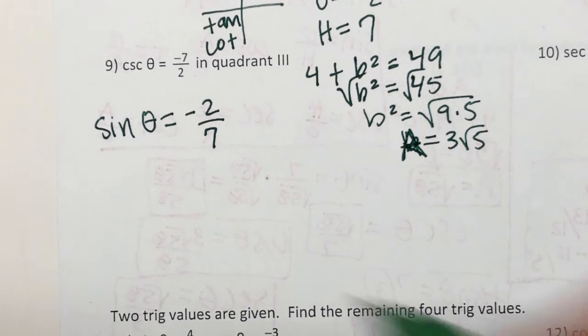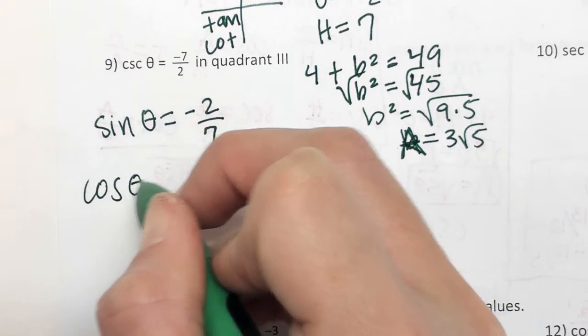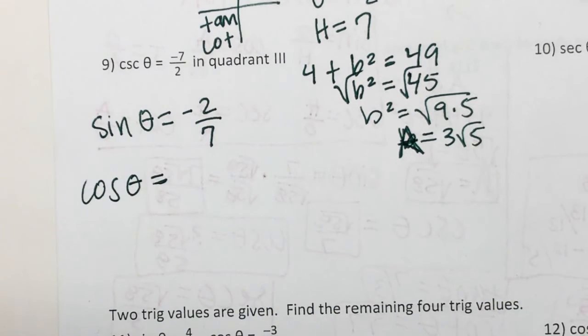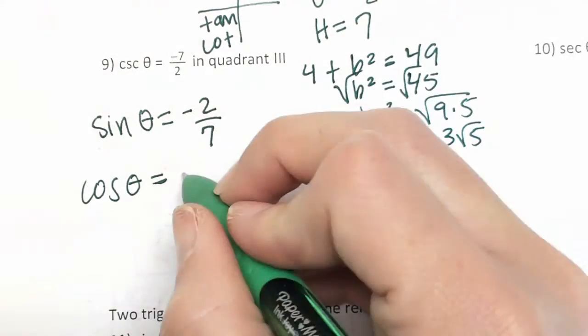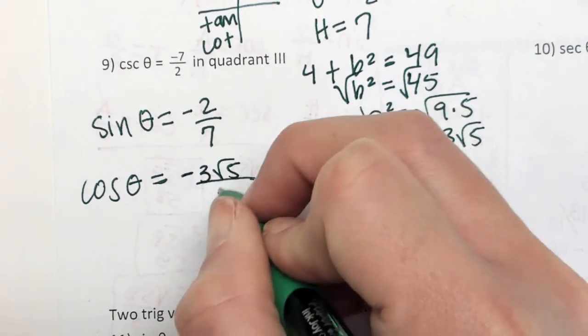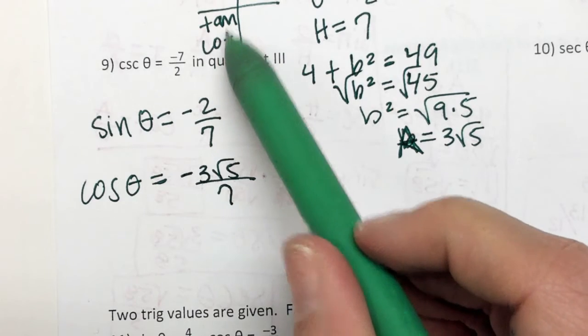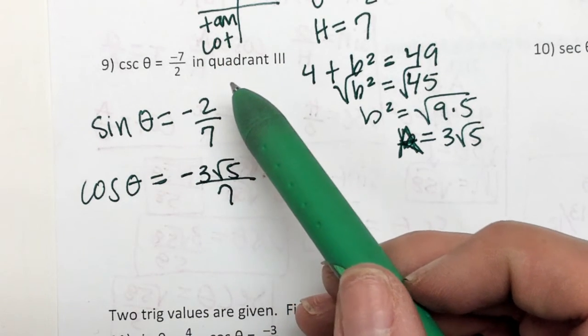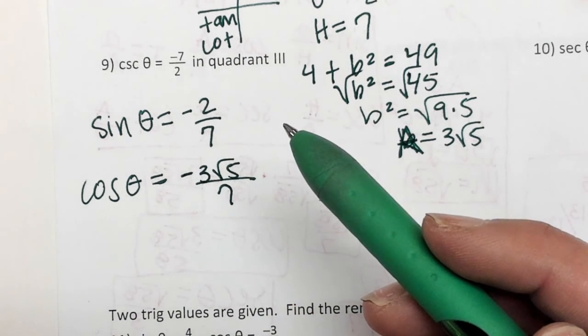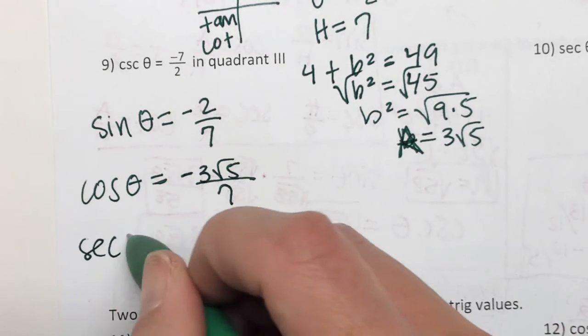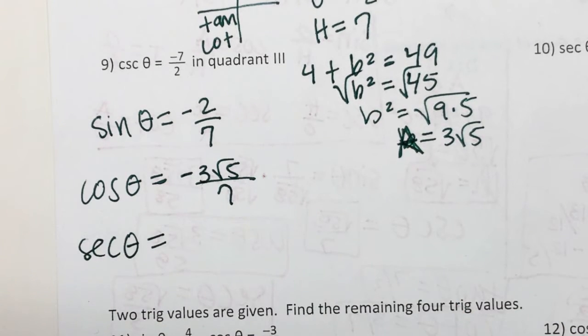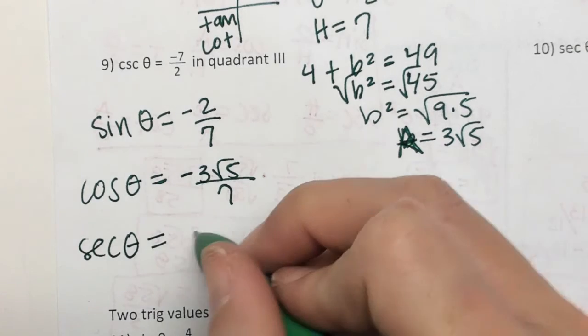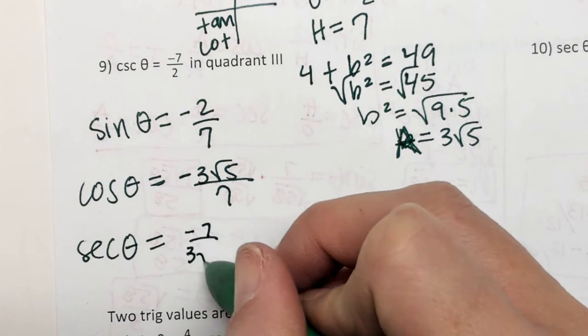Now we can say what cosine is. Cosine is going to be adjacent over hypotenuse, so it's going to be negative 3 square root of 5 over 7. Because again, this is in quadrant 3, so only tan and cotan are positive. Let's find secant. That's just when we flip-flop the function. So it'd be negative 7 over 3 square root of 5.